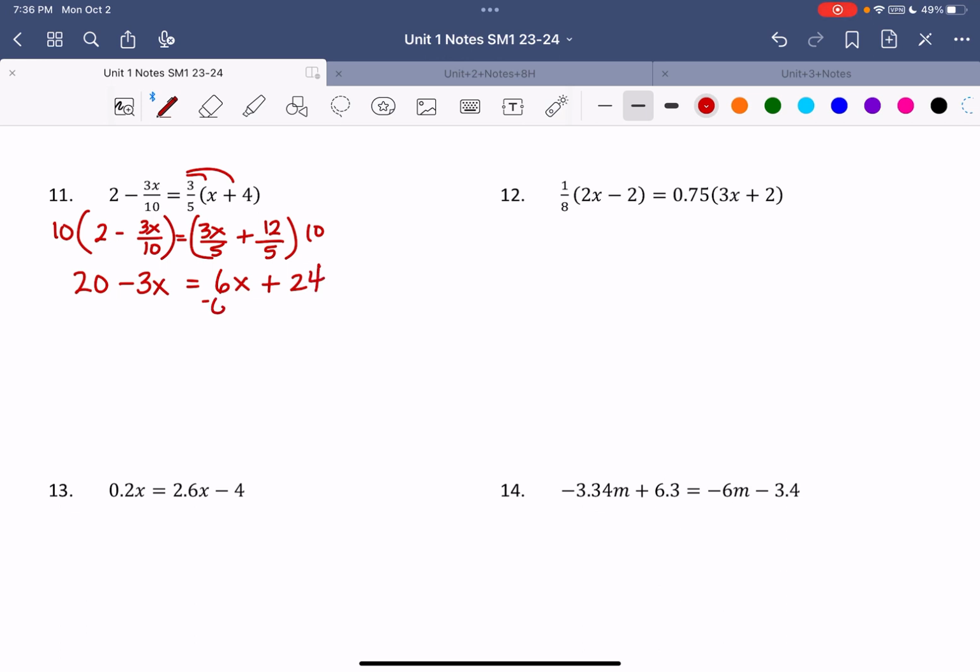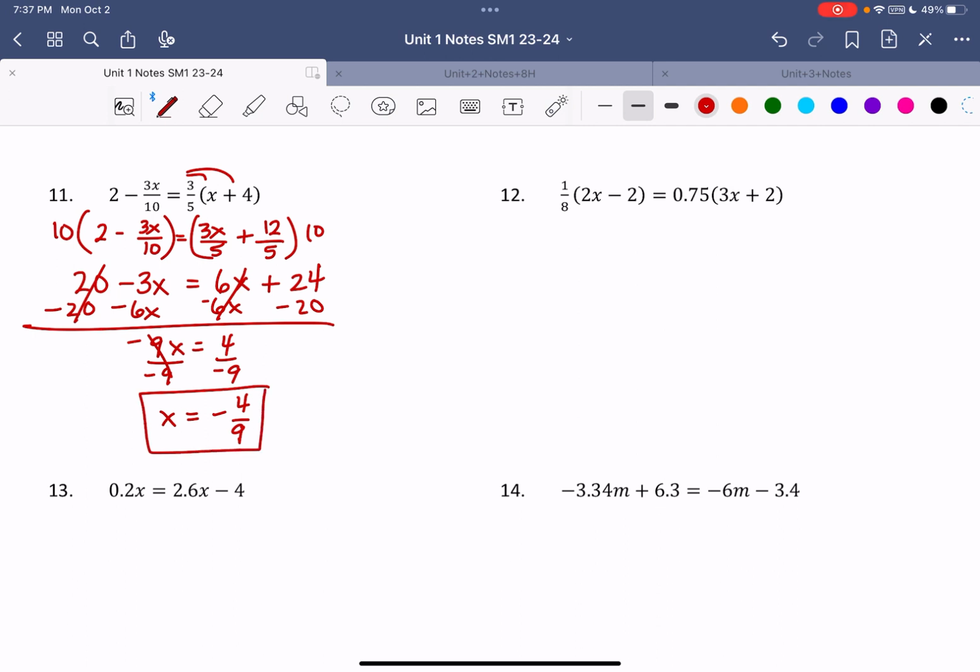Then we're going to move our variables to the left and our constants to the right. So those cancel out and we get negative 9x equals 4. Divide by the number in front of the variable, and x is negative 4/9.